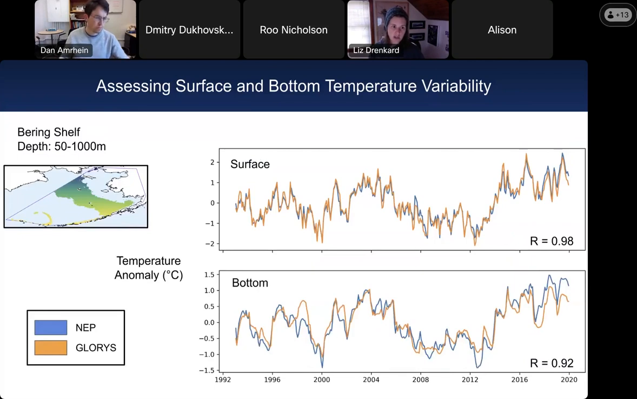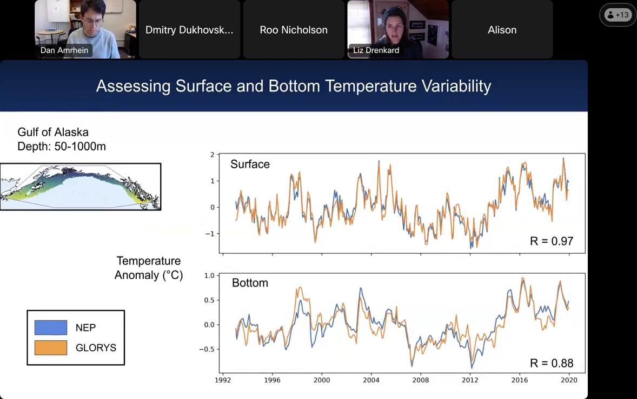So starting with the Bering Shelf, it looks really great. On the top plot, it's surface, and the bottom is bottom temperature in terms of the 2 time series. And NEP is in blue, GLORYS is in orange. And we're pretty happy with that correspondence in terms of a correlation coefficient of about 0.98, 0.92. As we move further south, we start to see that those numbers begin to decline. They're not too bad.